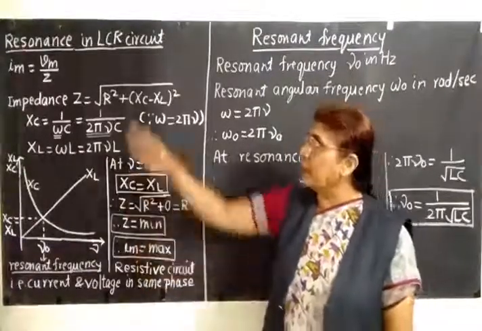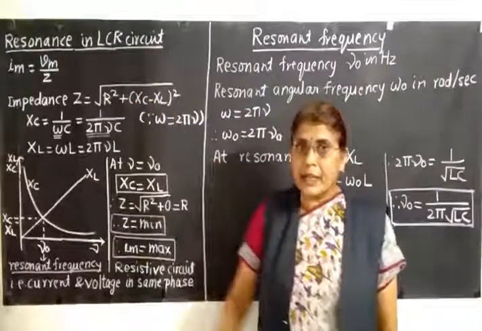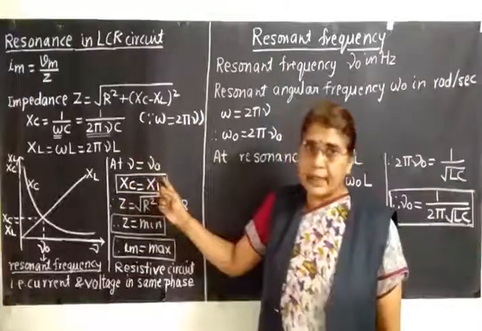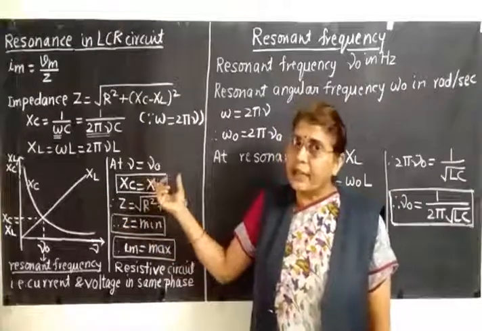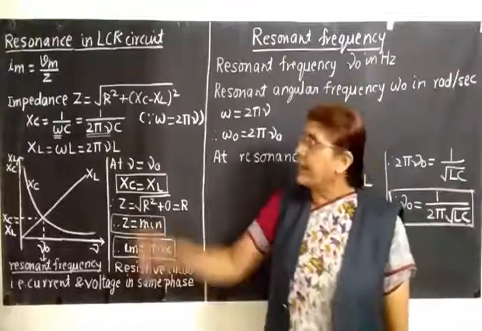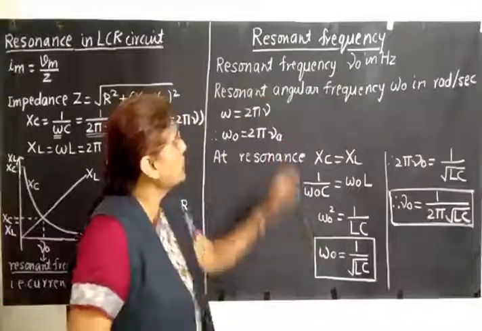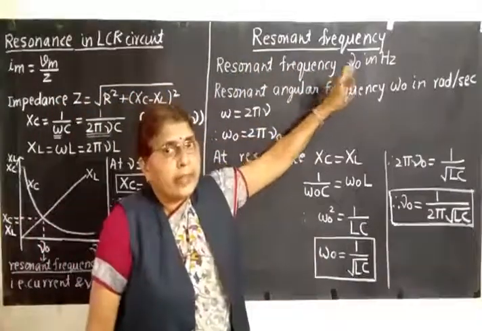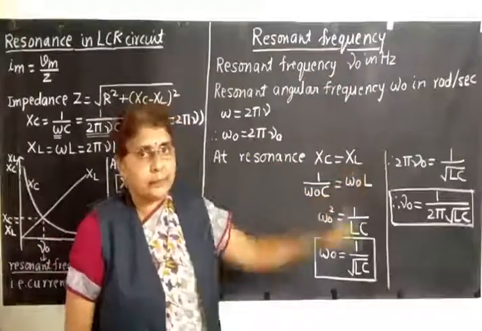So this is about the phenomenon of resonance in the LCR circuit. So what is the condition of resonance? Condition of resonance is Xc is equals to XL. Inverse capacitive reactance is equals to inductive reactance. Now, we shall derive an expression for this resonant frequency. Next point. So, resonant frequency nu 0 can be derived based on your condition Xc equals to XL.